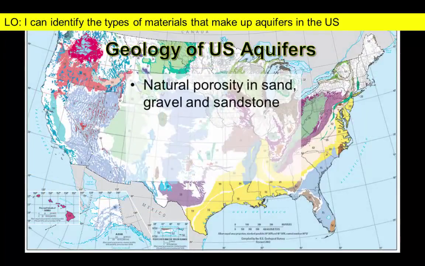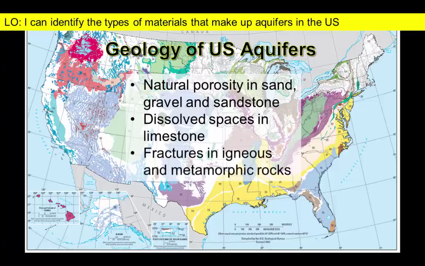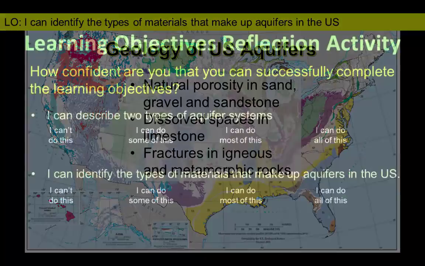So water flows through the majority of U.S. aquifer systems by way of natural porosity, dissolved spaces, or sets of fractures. Sand and gravel may make up simple unconfined aquifers, but confined aquifers can contribute to groundwater supplies in many locations.